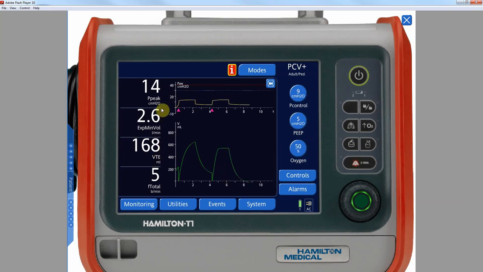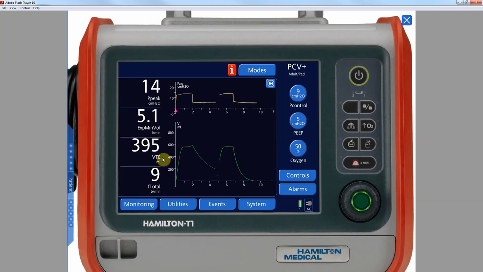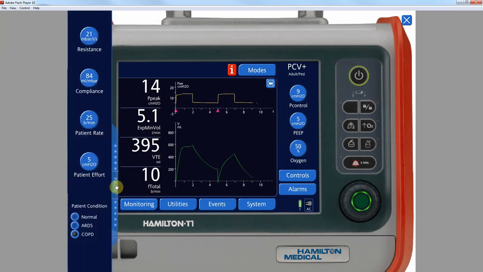You can see your peak pressure is around 14 right now. Your expired tidal volume may go up. Expired tidal volume is 327, 367. So see what happens if the patient had COPD. Make sure that kept that setting.